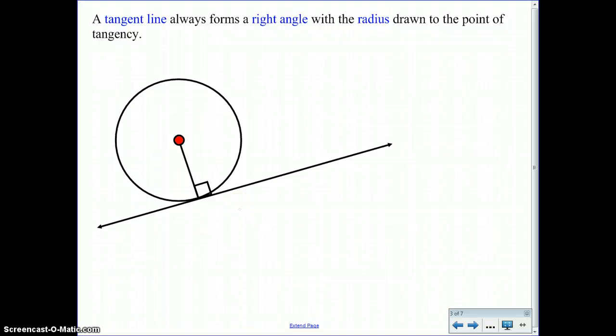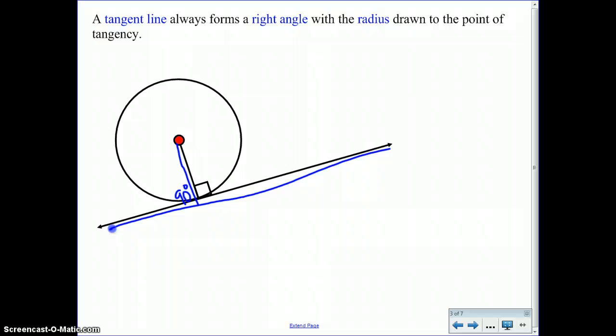All right, you should have determined from the investigation that you just did in GeoGebra that when you have a tangent line and a radius, they form a 90-degree angle. So this angle right here is 90 degrees, or a right angle. So a tangent line always forms a right angle with the radius drawn to the point of tangency.